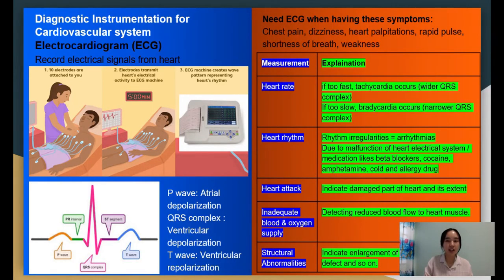Hello, I'm Feng, and I will present the diagnostic and therapeutic instrumentation for cardiovascular system. The first instrument is electrocardiogram (ECG). It records electrical signals from the heart and measures the heart rate and rhythm. From that, we can know whether there is enlargement of heart chamber, heart defects, and reduced blood flow.